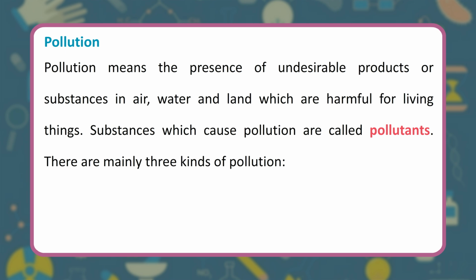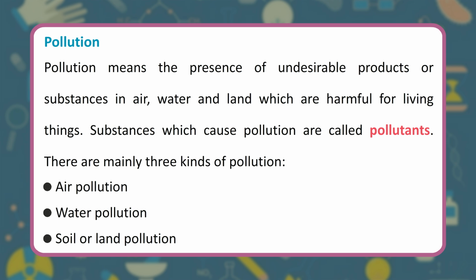Pollution. Pollution means the presence of undesirable products or substances in air, water and land which are harmful for living things. Substances which cause pollution are called pollutants. There are mainly three kinds of pollution: air pollution, water pollution, and soil or land pollution.